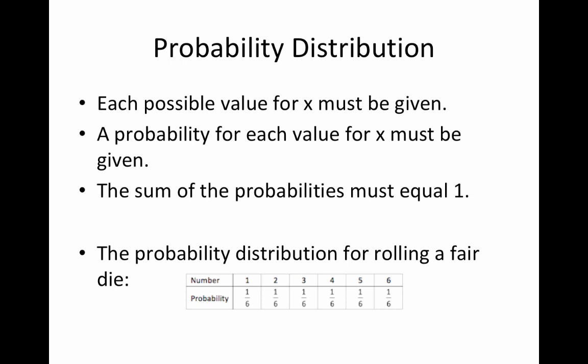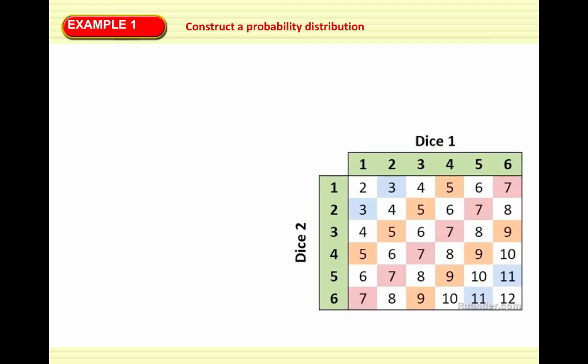So for a probability distribution for that random variable, or for any random variable, each possible value for x must be given, and a probability for each of those values of x must be given, and the sum of the probabilities must equal 1. So for our example of rolling a fair six-sided die, all of the possible values for x are 1, 2, 3, 4, 5, 6, and the probability of each one of those outcomes is 1/6. If you add all those probabilities together, you'll get 6 out of 6, which is 1.